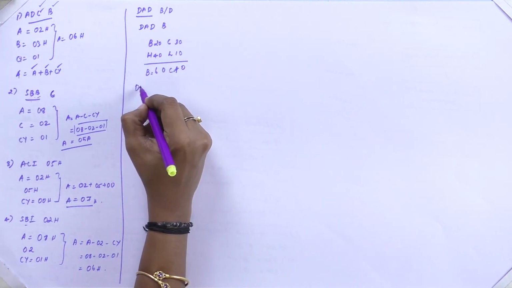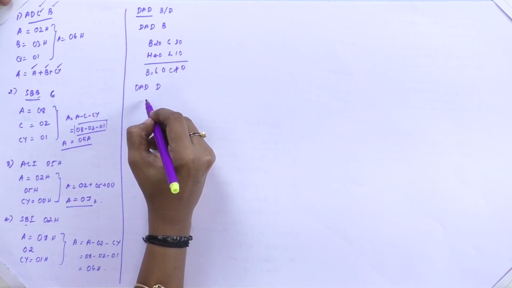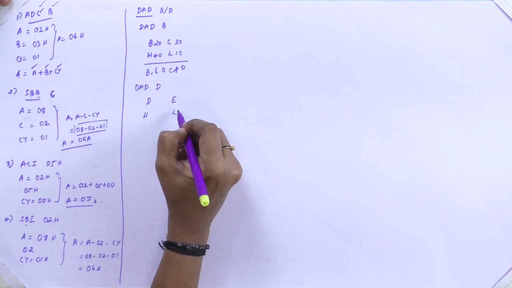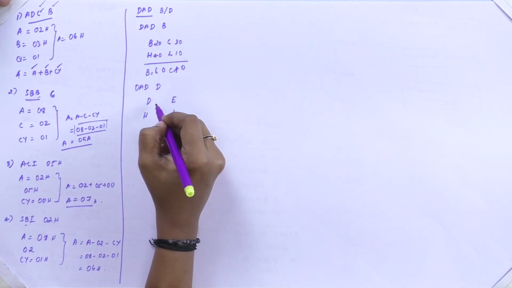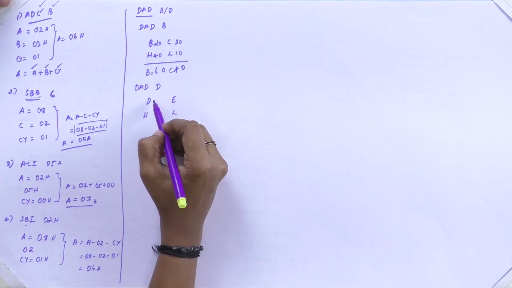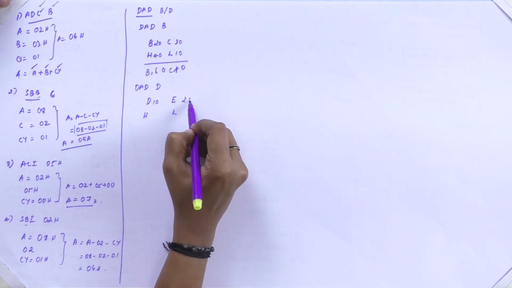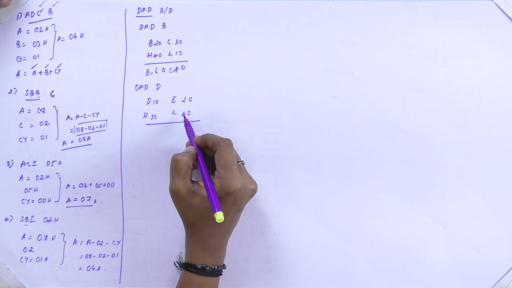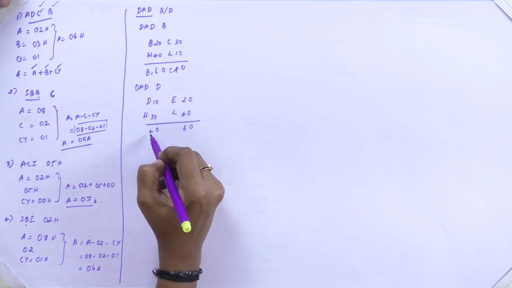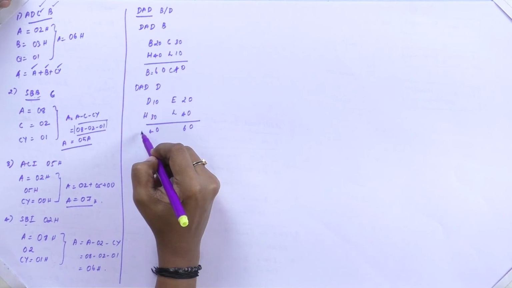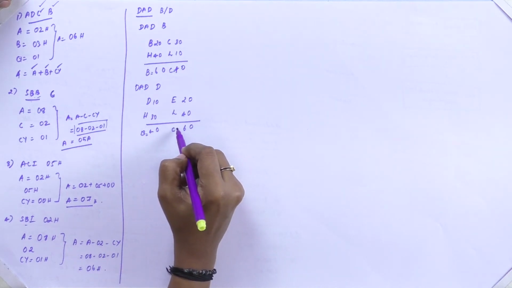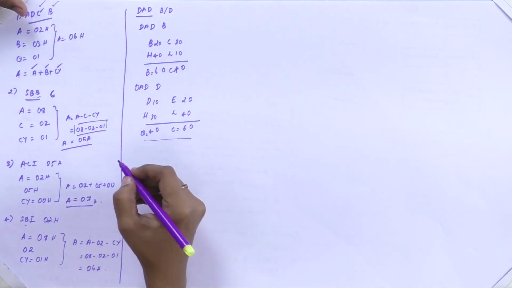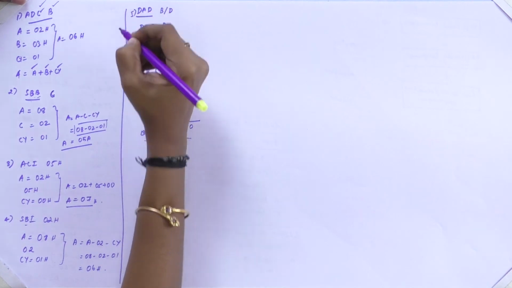If you execute the instruction DAD D, then the content of DE register pair will be added with the content of HL register pair and again the result will be stored in the DE register pair. Example is D 10, E 20, H 30, L 40. All the values get added and you get the result as 4060. It will be replaced in the register D and E. This is the function of DAD, double add. So this is the fifth additional instruction.